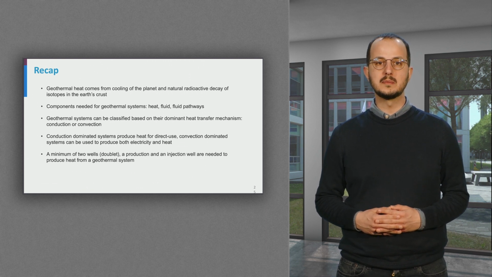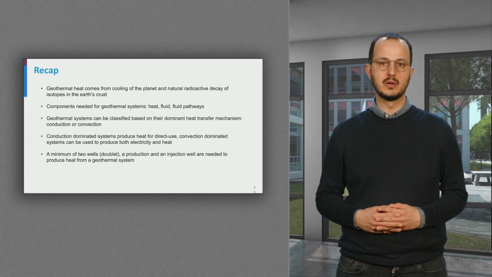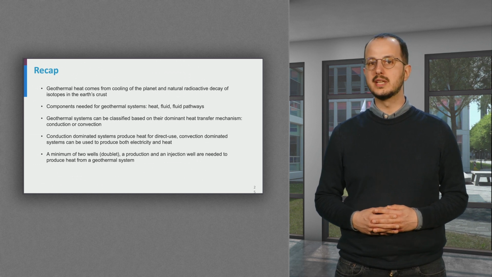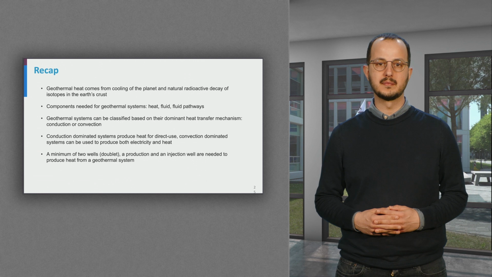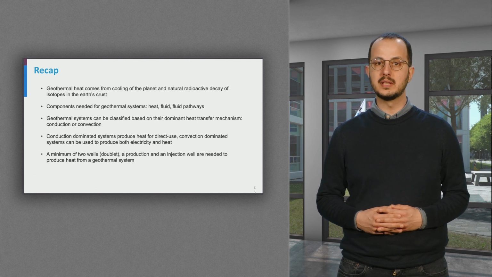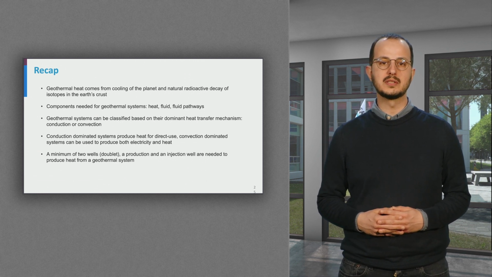For any geothermal systems, we need a minimum of 2 wells to produce the hot water, extract the heat, and re-inject the cooled water back to the reservoir. We have seen an example of a geothermal doublet that can produce 8.3 megawatts of thermal power.